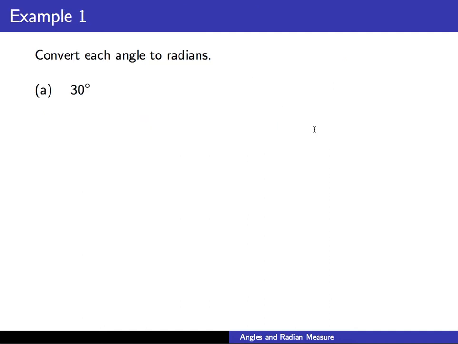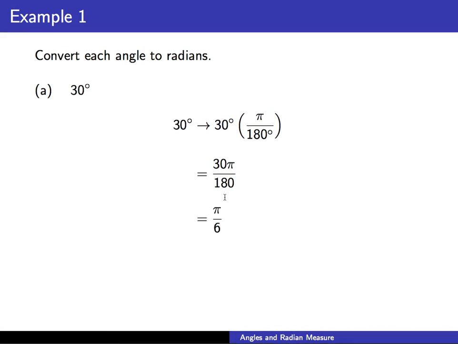All right, so example 1, convert each angle to radians. So 30 degrees, this is going to be one that we see quite a bit of. How many radians is 30 degrees? Well, we're going to start with 30 degrees, and we're going to multiply this 30 degrees by pi over 180. So notice this degree symbol here is going to cancel out with this degree symbol in the denominator, and we'll have 30 pi over 180. Now we can reduce 30 over 180 as 1/6, so pi over 6.